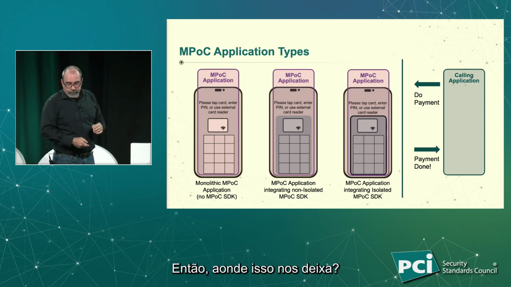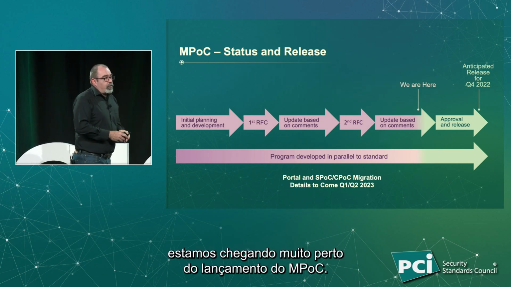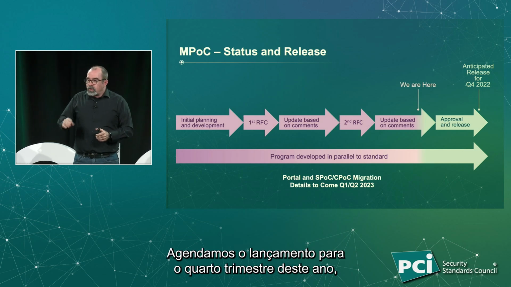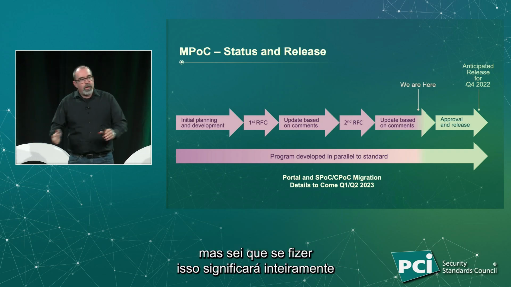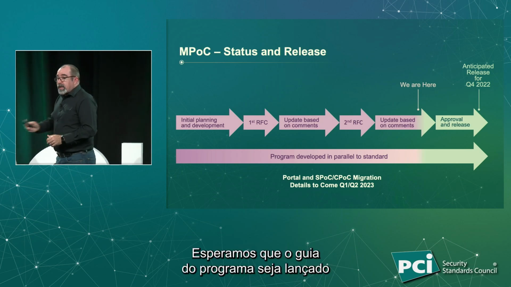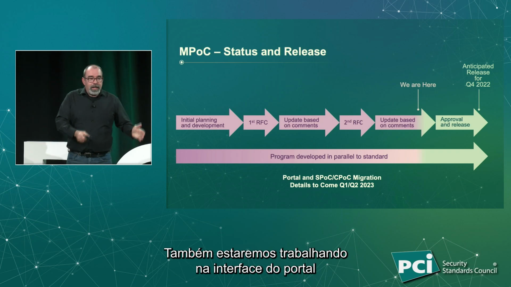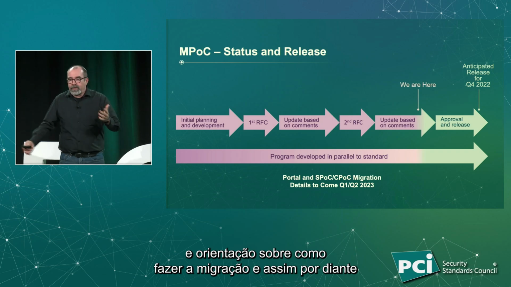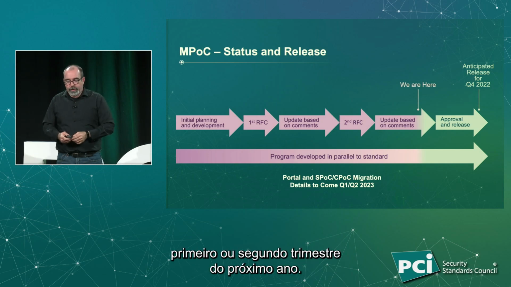So where does that leave us? At the moment, we're getting very close to the release of MPOC. We have it scheduled to be released Q4 of this year, kind of middle of Q4. I'd love to give you an exact date, but I know that if I do, that will entirely mean that date will be missed. So Q4. We expect the program guide to come out around about the same time. We will also be working on the portal interface and guidance around how to migrate and so forth from different standards. That might be coming out a little bit later, Q1, Q2 of next year.